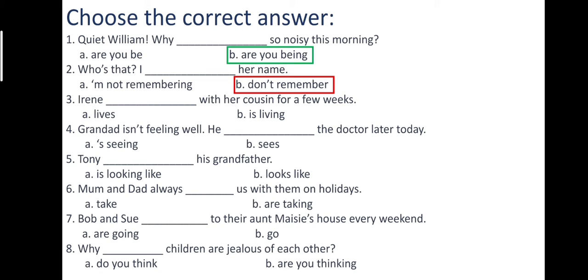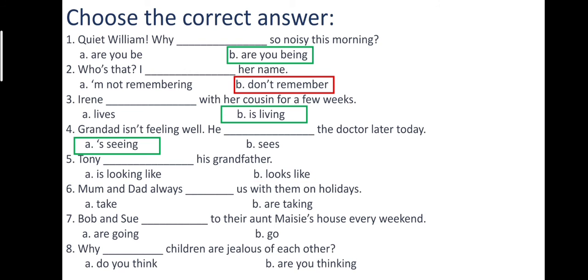Aaron is living with her cousin for a few weeks. So this is a temporary situation, and we can use the present continuous here. Granddad isn't feeling well. He is seeing the doctor later today. So this is present continuous, because see here means that you are meeting someone in the future. So we can say that it's a future plan.